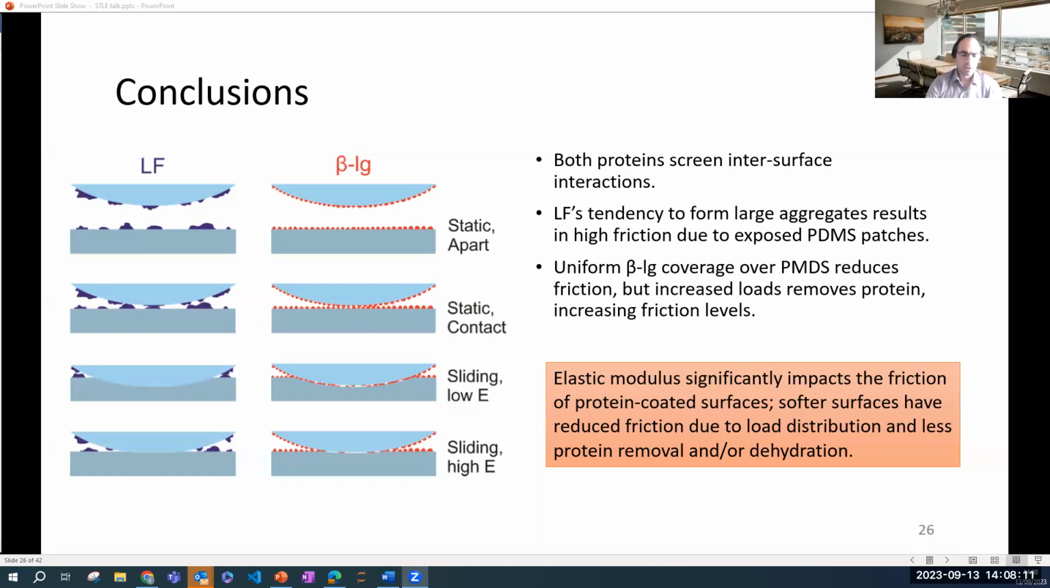So in conclusion, the dependence of friction on the Young's modulus is a consequence of both the physical properties and the morphology of the protein film. These characteristics are dictated by the protein's chemical nature, its affinity for the surface, and the ease with which the protein is removed from the interface.